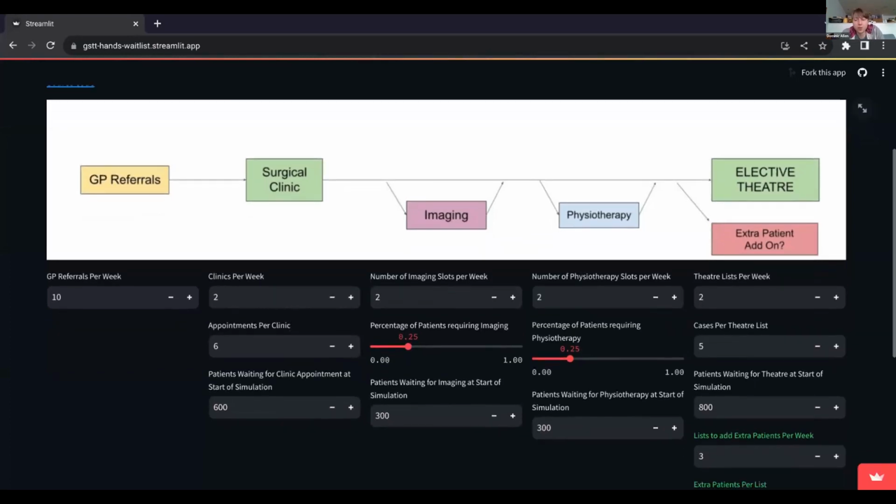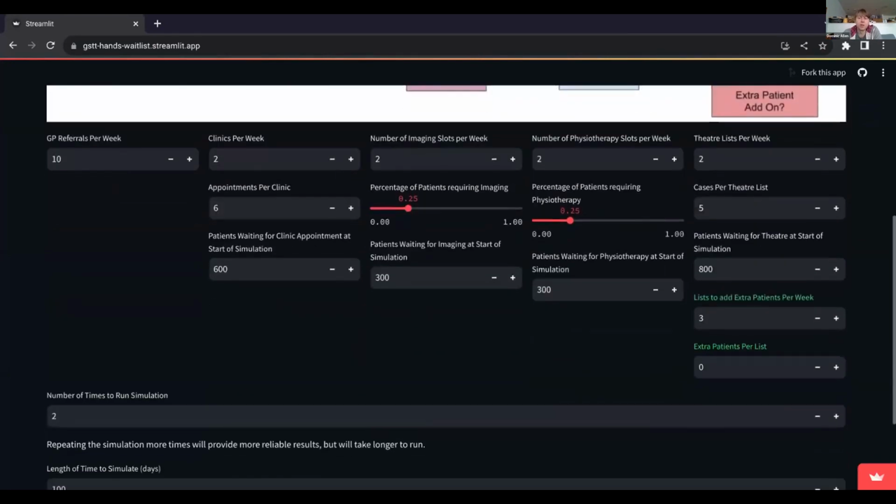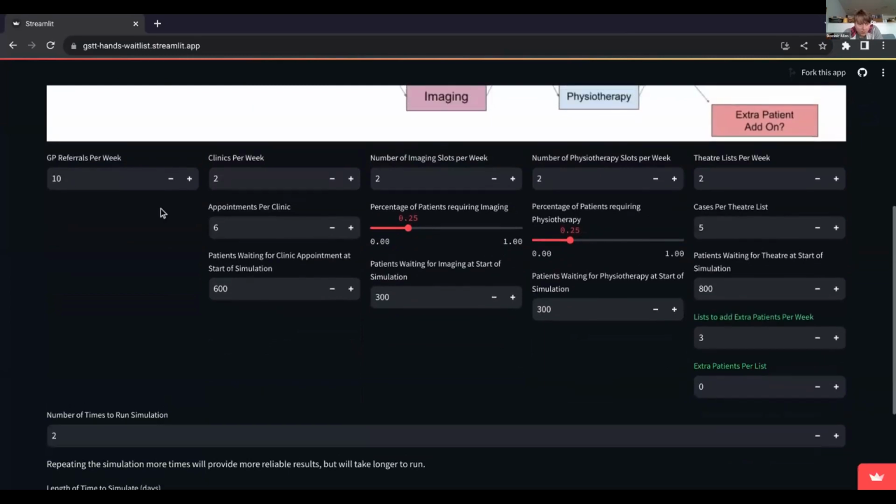So what we did was we basically made a simple model of this. And the question that we wanted to answer, because this was initially looking at a particular pathway for hand surgery, was what difference it would make if there was a possibility of adding on a couple of extra patients per week. There was an emergency list that had a bit of extra capacity. We wanted to see what the possibilities would be there. So you can see all of these inputs are entirely customizable. So it's a great way to demonstrate to non-technical members of staff what's possible.